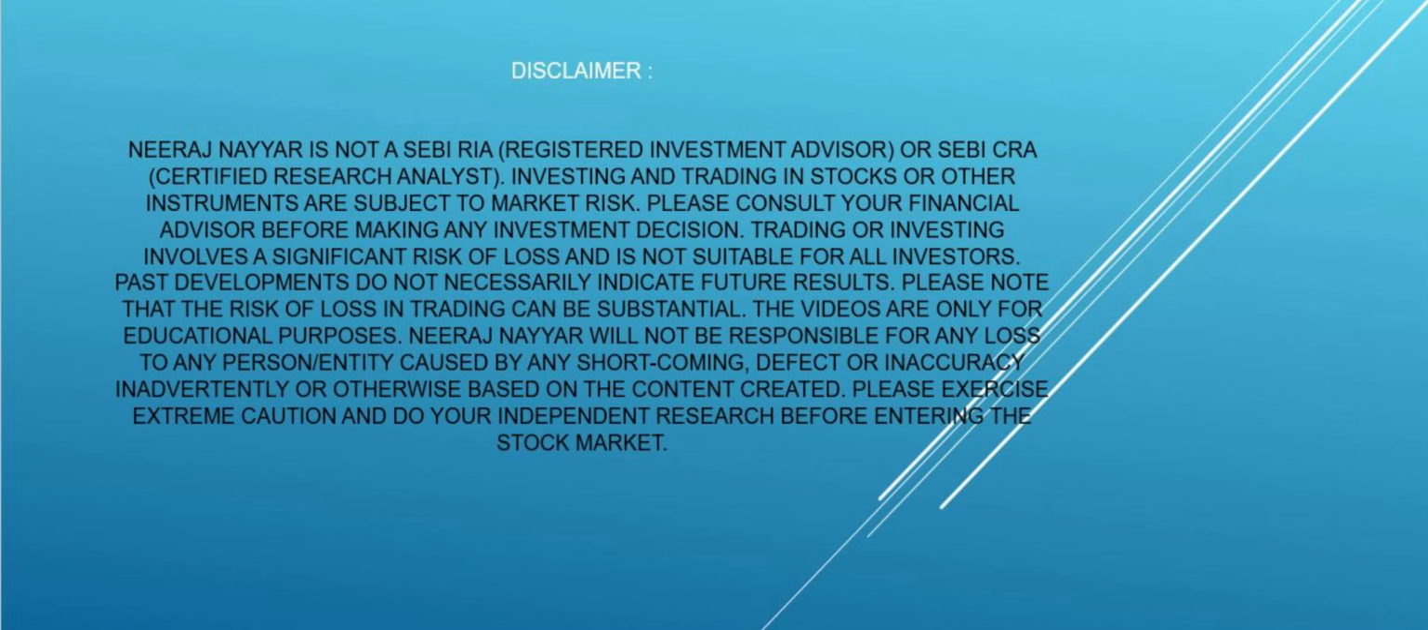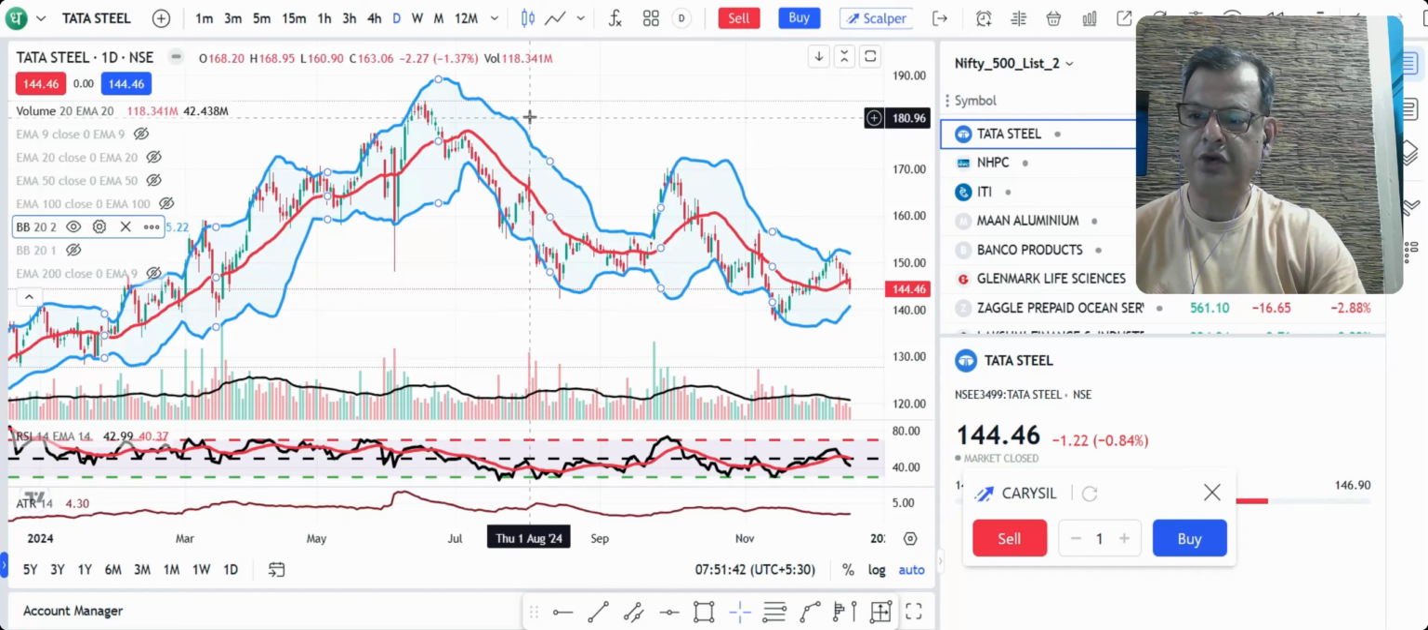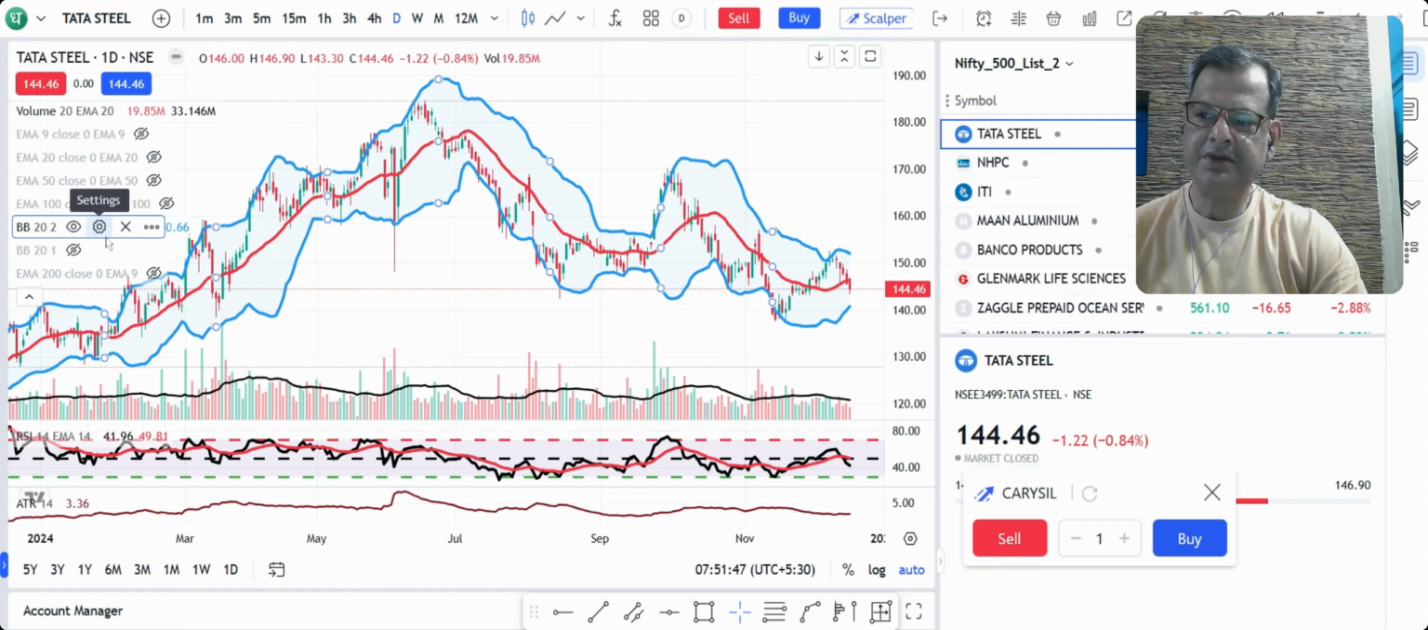Watch list here, and I'm on the daily time frame. And let's look at a few stocks to see what we can do with Bollinger Bands. Now, everybody's aware that the BB bands have an upper band, a lower band, and a moving average here. So this is the 20 moving average, and this is two standard deviations from the moving average.